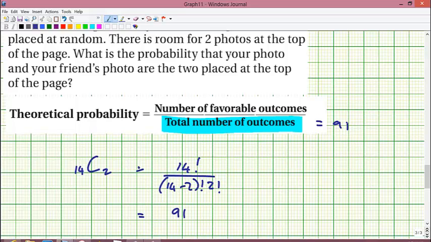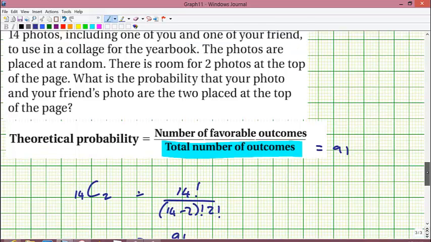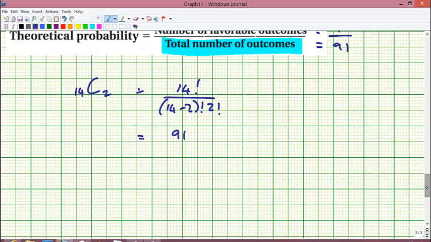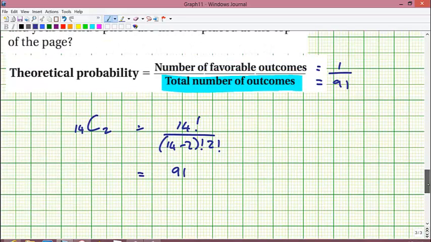Now, the number of favourable outcomes. Well, really, there's only one. It's just you and your friend at the top of the page. Your friend and you, it's the same thing, because in combinations the order is not important. So the number of favourable outcomes is 1, total number is 91, and therefore the probability is 1 over 91. Okay, so the theoretical probability equals 1 over 91.